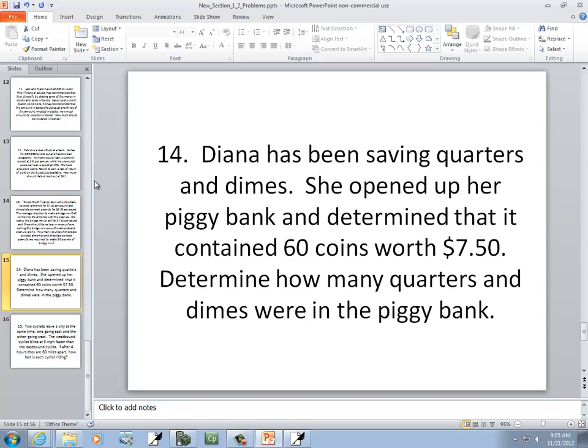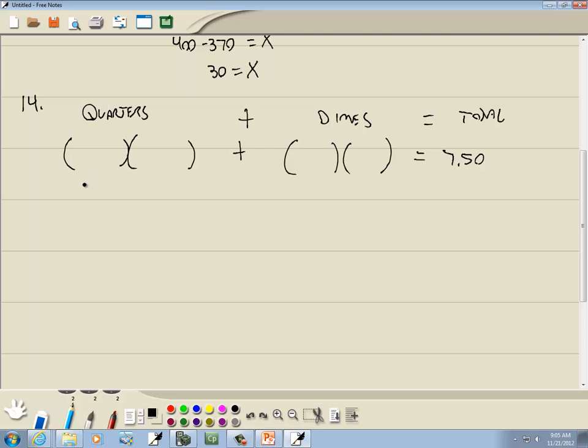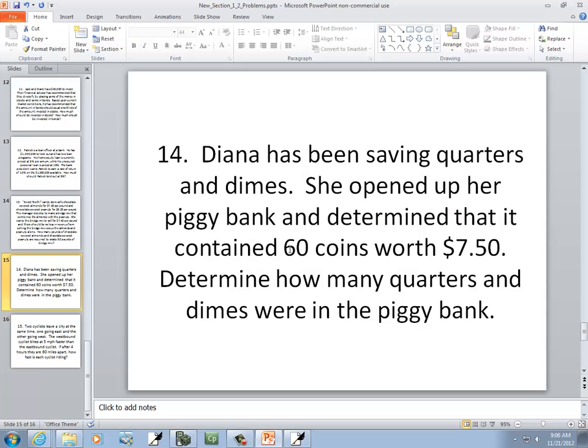Well, quarters and dimes says how many. So we're going to have just how many, and then dollars, the quantity in dollars. A quarter's worth 25 cents, so it's 0.25. A dime is 10 cents, so it's 0.10. We don't know how many quarters there are, so that's X. It tells us there's 60 coins.